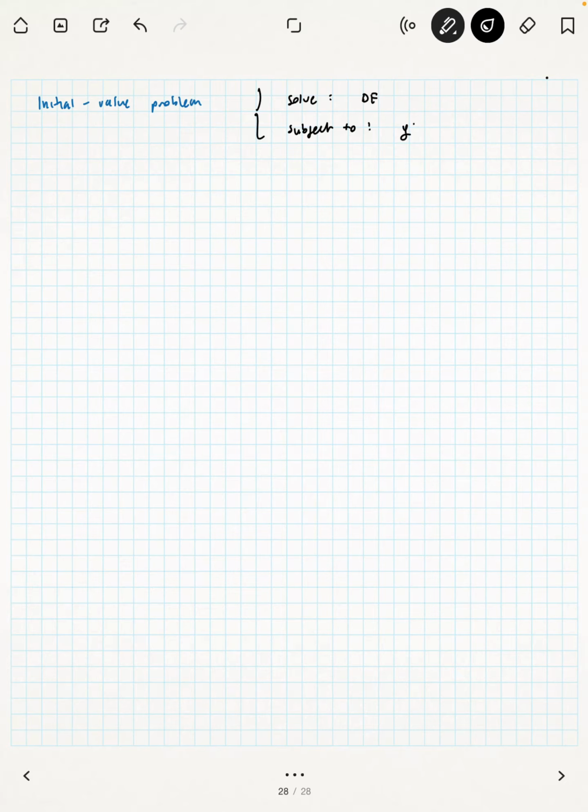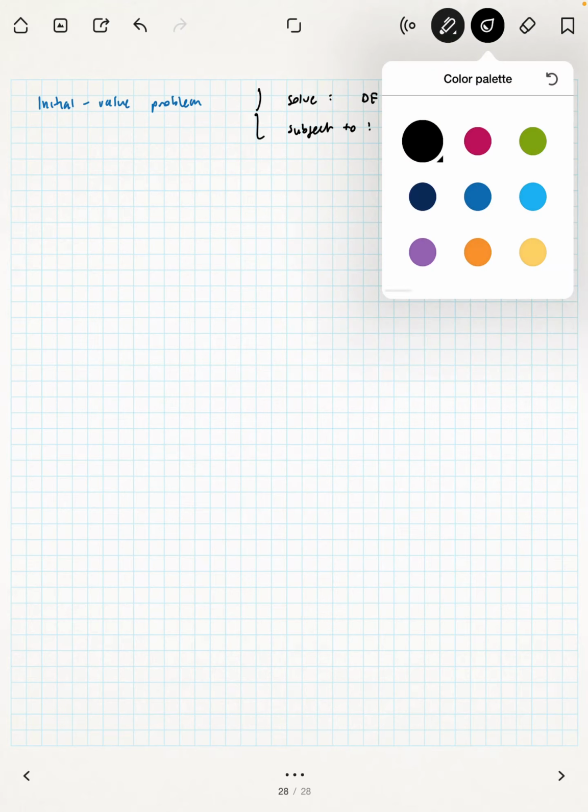And we call it an initial value problem because typically we're looking at some initial x value that guarantees what we want. So we're given some initial point that's on the curve of the graph of the function that satisfies the DE.